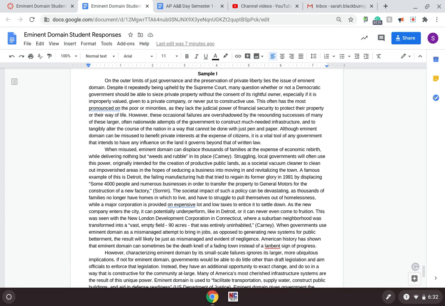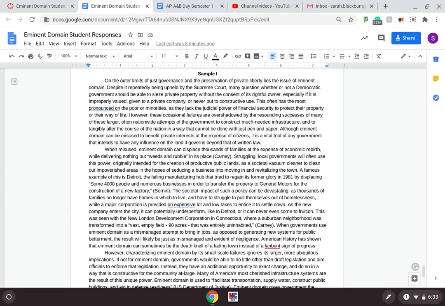Row C, it got the point because it had that broader context. In the first paragraph, they acknowledged the occasional failures of eminent domain, but asserted that they were overshadowed by the resounding successes of many of the larger, often nationwide attempts of the government to construct much needed infrastructure. In the third paragraph, they continued that.